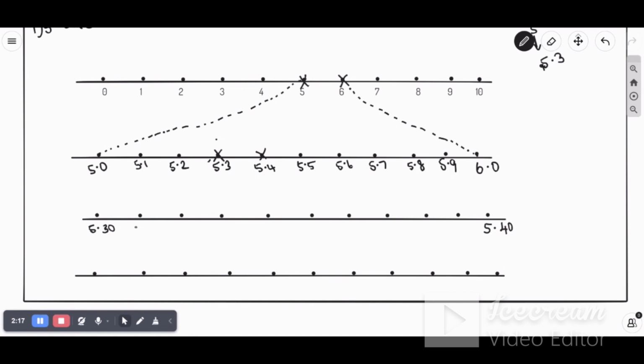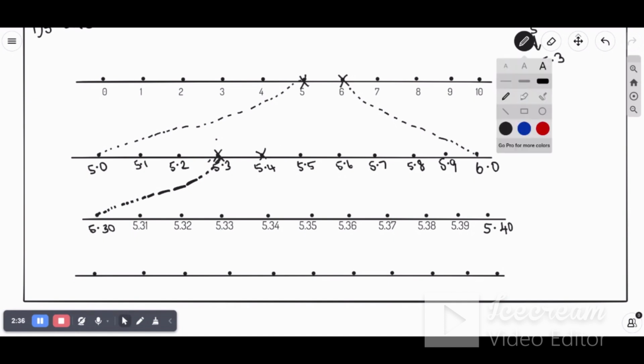Let me start filling the numbers in between. So I have filled up all the numbers 5.301, 5.302, 5.303 until 5.309. Now you have to match your numbers. 5.3 is the same as your 5.30. So just draw dotted lines and then match this 5.3 and your 5.4. Please use a scale and then match these two dots, 5.4 and 5.40.